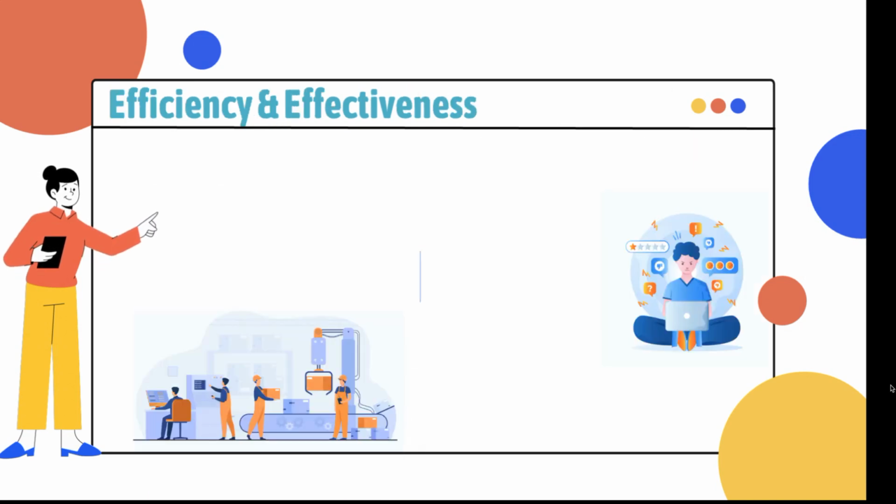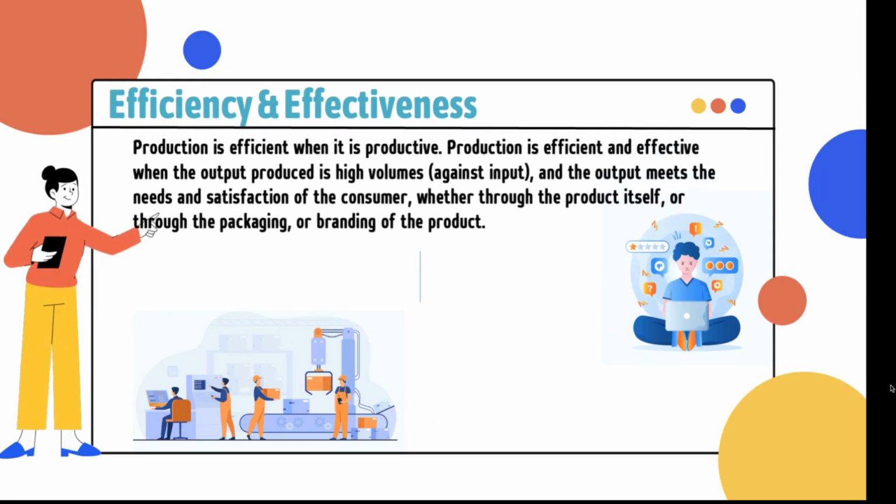All right, now let's move on to effectiveness and efficiency. Let's talk about efficiency and effectiveness. When production is efficient, it means that it is productive. And when production is effective, it means the products that are sold are meeting the needs and wants of consumers. So get the difference here.